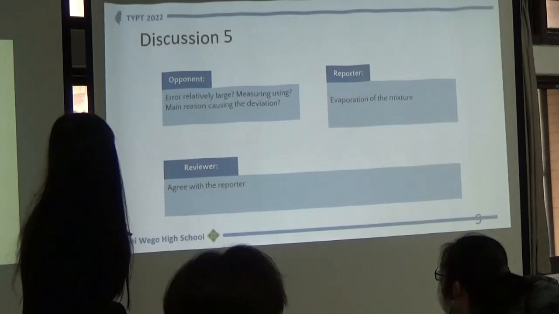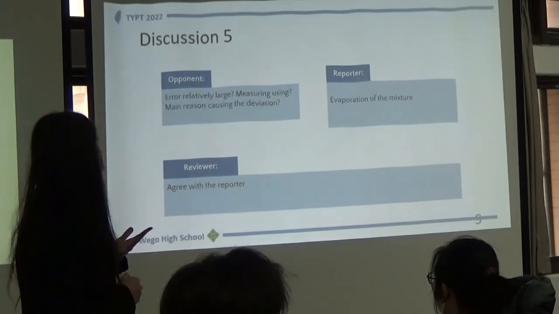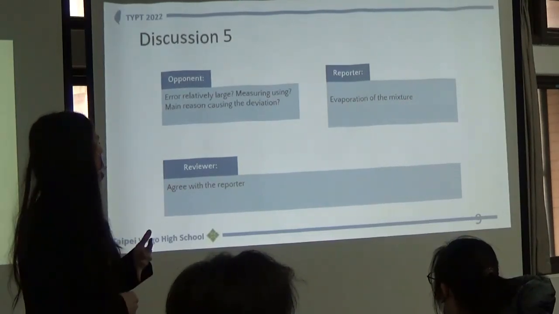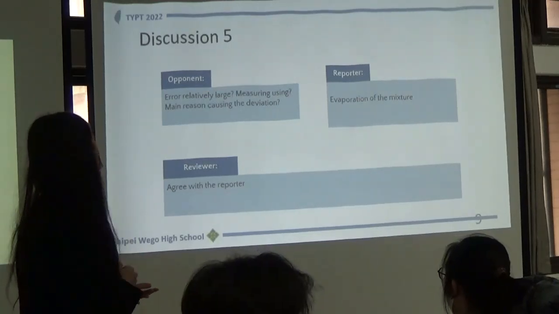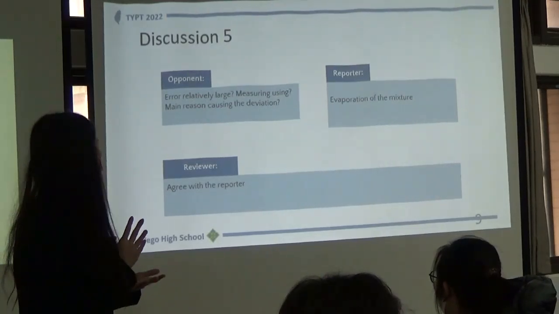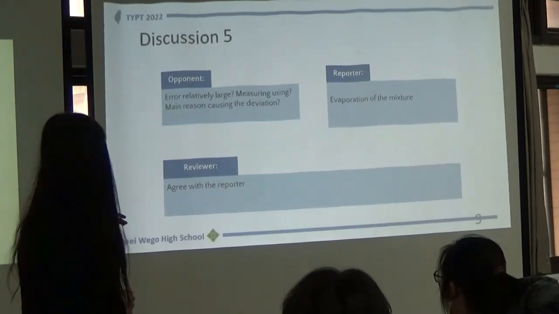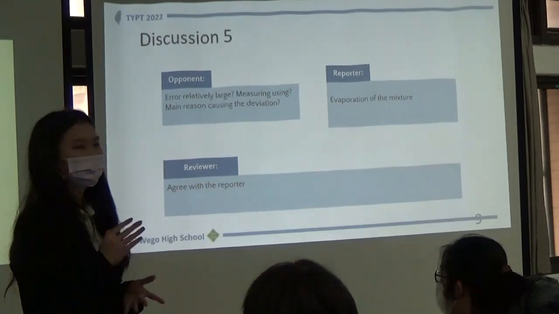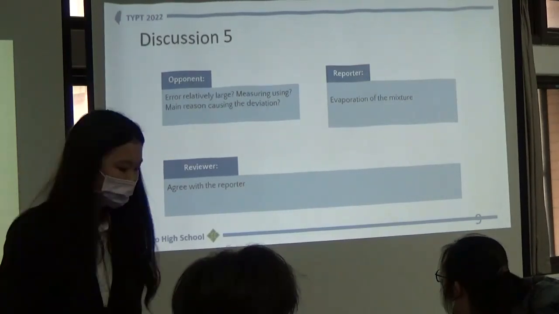And discussion 5 is the error-related question, what is the main reason causing deviation. The reporter said that it is the evaporation of the mixture, and we agree with the reporter that evaporation of the mixture did influence the results, but we also consider that the main factor that influenced the experiment is the concentration. Okay, time's up. Thank you.